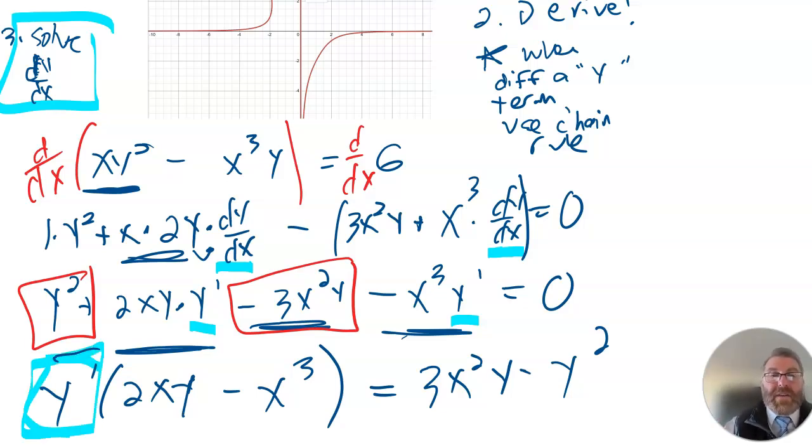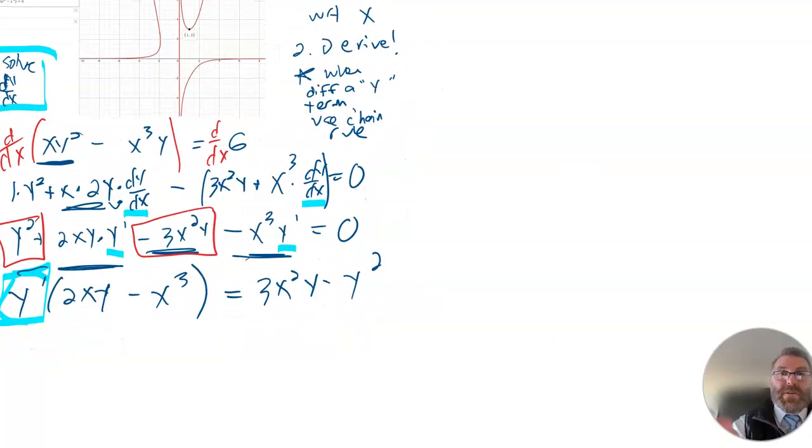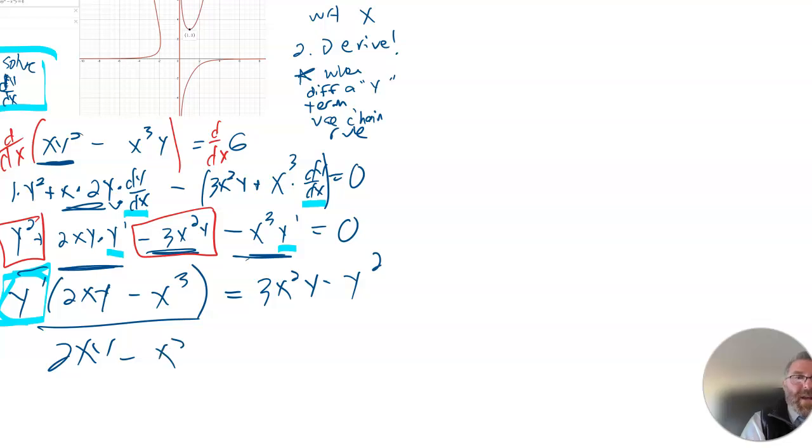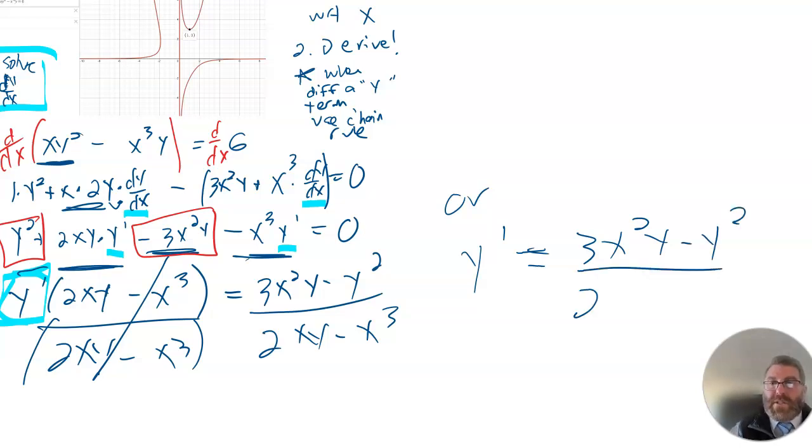So now all I have to do is divide by what I'm multiplying y prime by. So the next step, I'm simply going to divide by 2xy minus x cubed. And then I'll just rewrite it a little bit cleaner. So y prime, or dy dx, equals 3x squared y minus y squared all over 2xy minus x cubed.